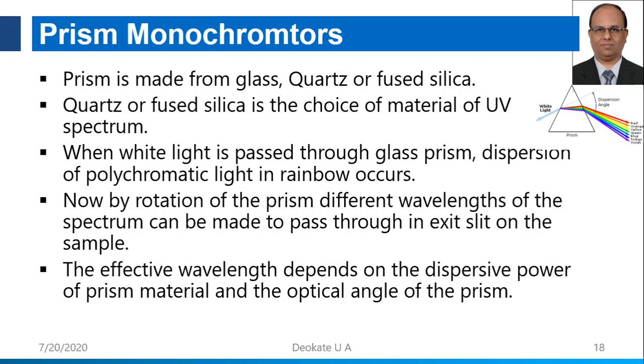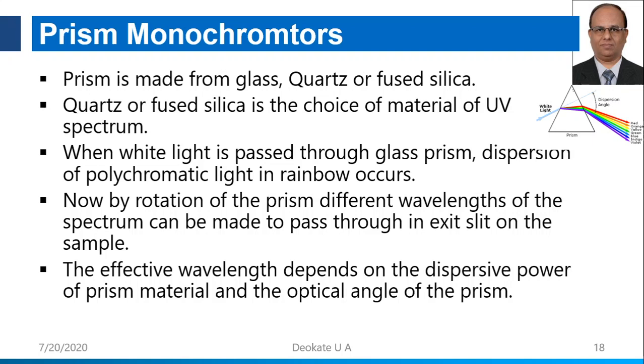Quartz or fused silica is the choice of material in the UV spectrum. When light is passed through the glass prism, the polychromatic light is dispersed into rainbow colors. You can see these rainbow colors; that is called VIBGYOR: violet, indigo, blue, green, yellow, orange, red. These are the different colors that get dispersed through this prism. So we can use this prism as a dispersing device.